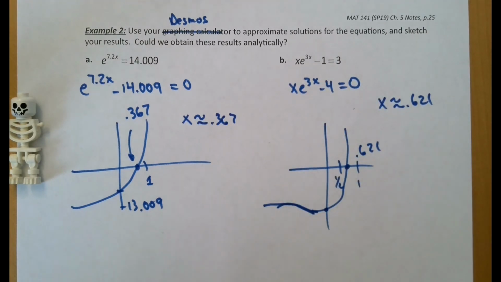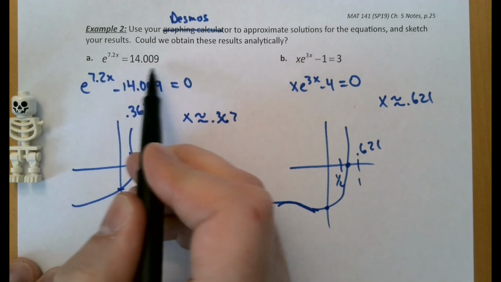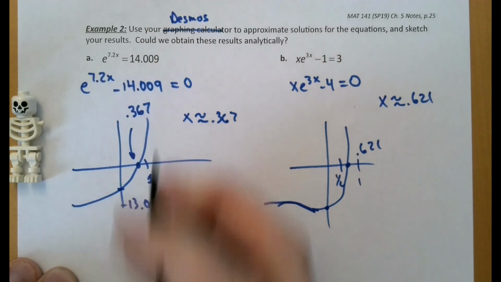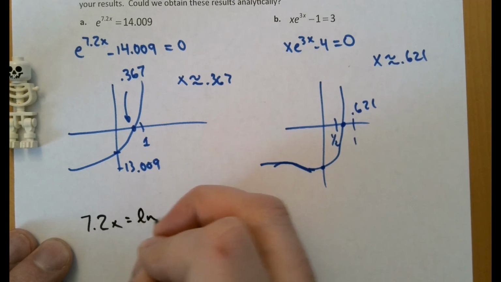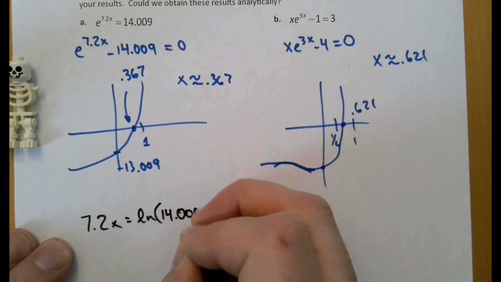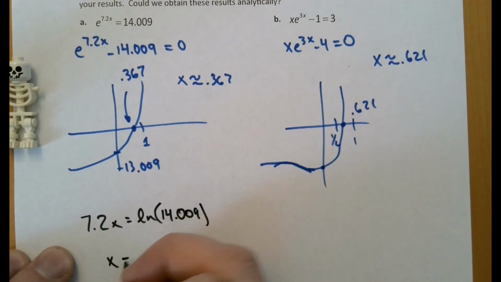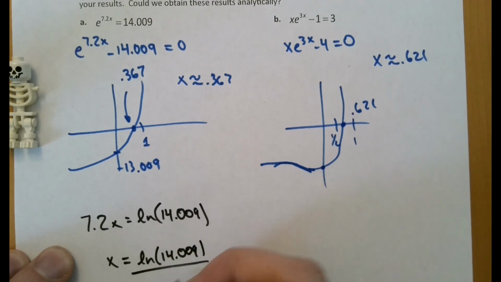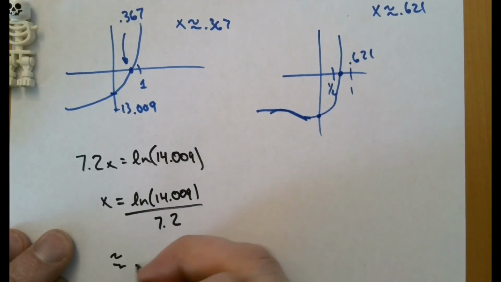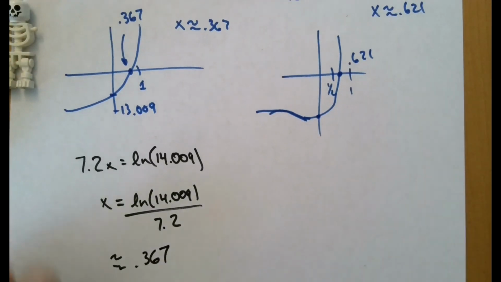So could we do these analytically? Sure, this first one definitely, right? Here I have a base equal to a base. Take natural log of both sides, and you get this. Divide both sides by 7.2, and here's the exact answer that, from what we already found from the graph, is approximately equal to 0.367.